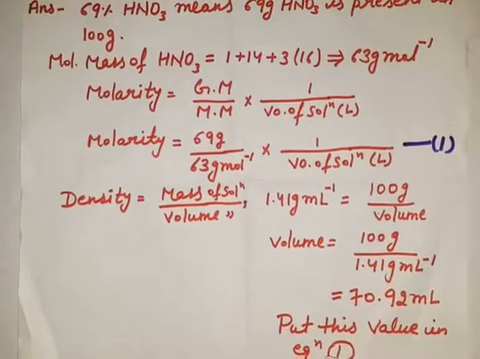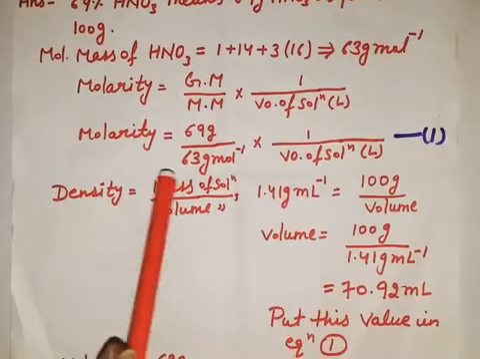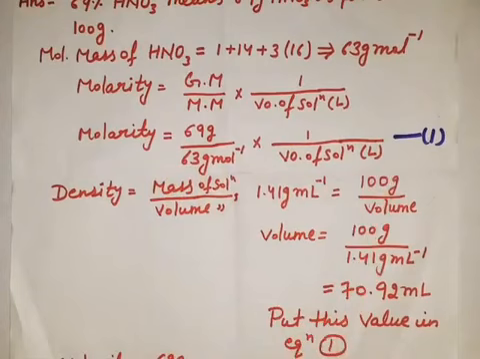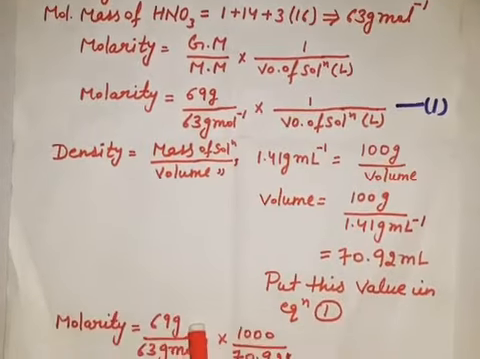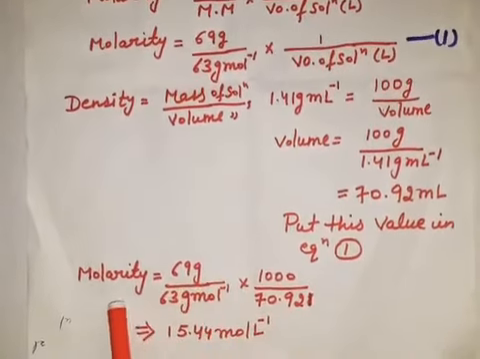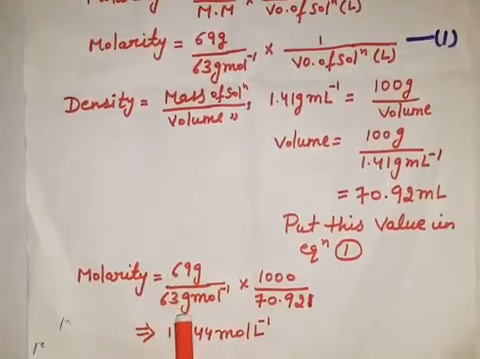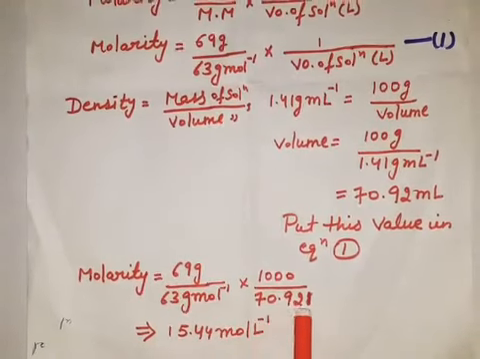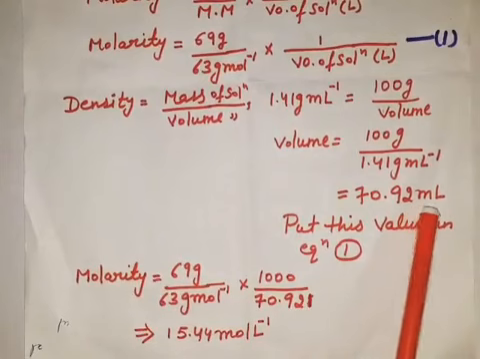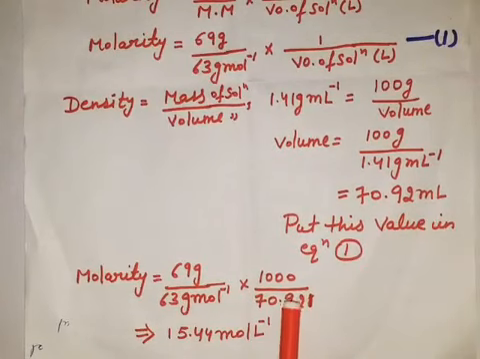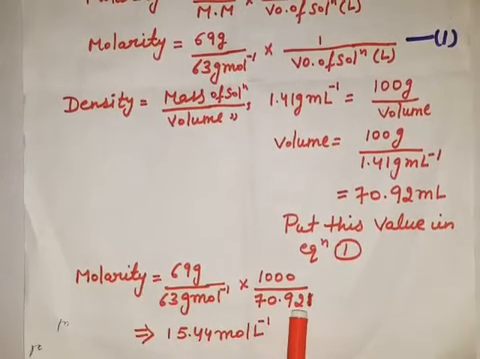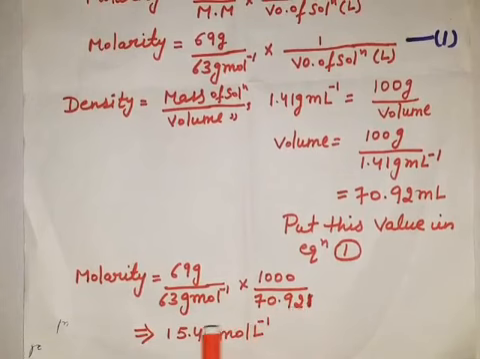Now we will put the value of volume in this equation, equation number 1. When we put the value, molarity is equal to 69 by 63 into 70.92. Now as you can see, this volume is in milliliter, so we will convert milliliter into liter. So it comes equal to 15.44 mole per liter. This is the answer of question number 6 of the NCERT exercise.